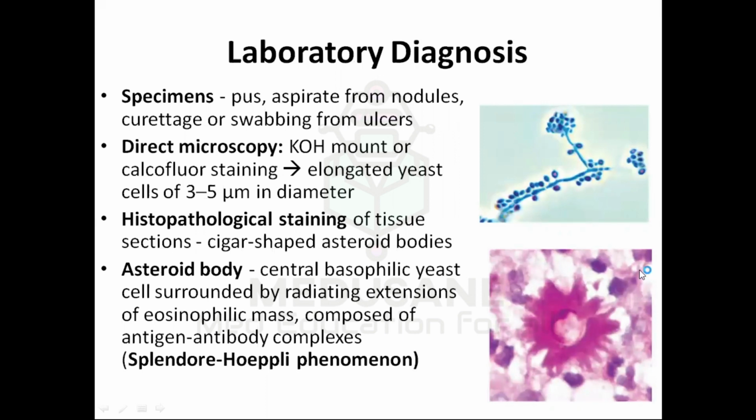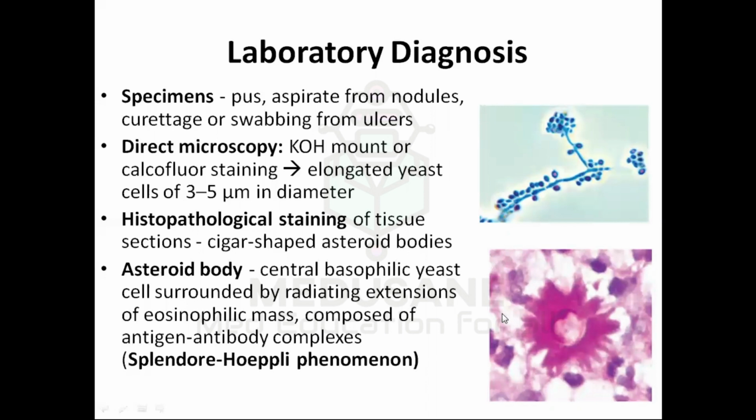Laboratory diagnosis: Sporothrix schenckii is actually a dimorphic fungus, right? You want to note down that point. In specimens, we can get aspirate from nodules, curettage, and swabbing from the others. You want to do a KOH mount. In the KOH mount we can see the hyphae and the yeast cells. It forms a flower pattern.